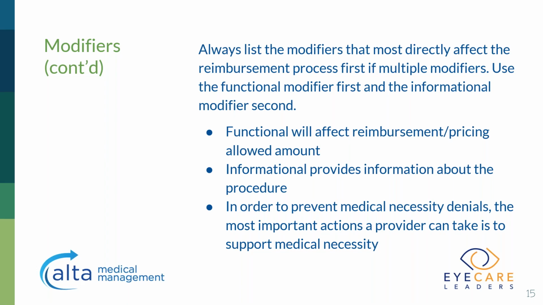When reporting modifiers, always list the modifier that directly affects the reimbursement first if multiple modifiers are being used. The functional modifier should be listed first and the informational modifier listed second. Functional modifiers affect the reimbursement and pricing for the payer's allowed amount. Informational modifiers provide information about the procedure performed or location on the body. To avoid medical necessity denials, it is most important for your provider to support medical documentation in the services provided.